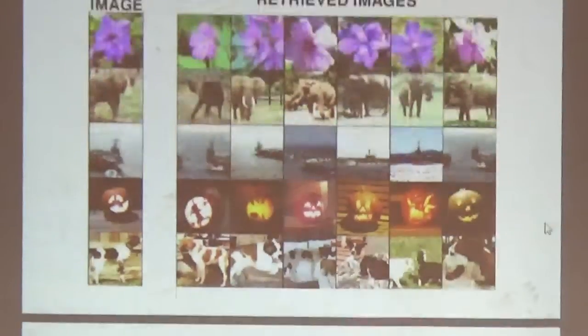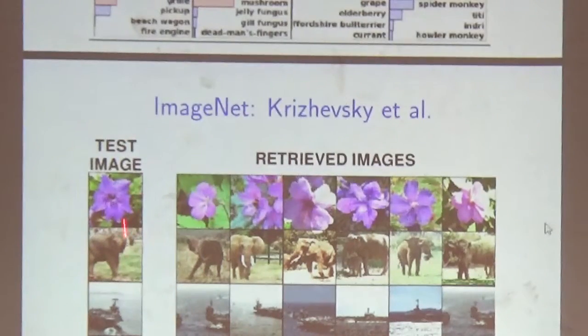So these were the retrieved images by the Krizhevsky network. If this was the test image, these were similar images that were extracted from the database. You see how tough it is.